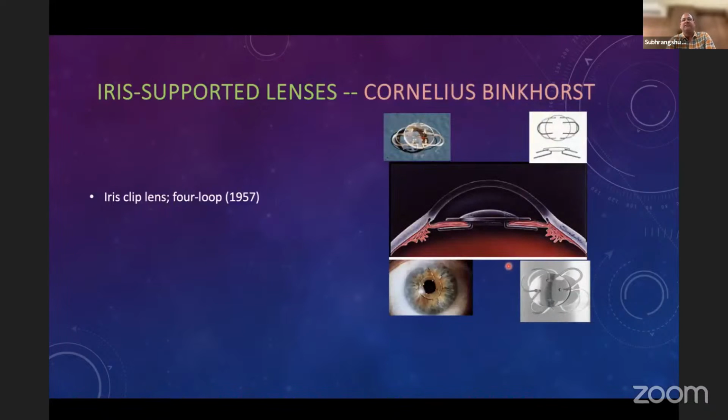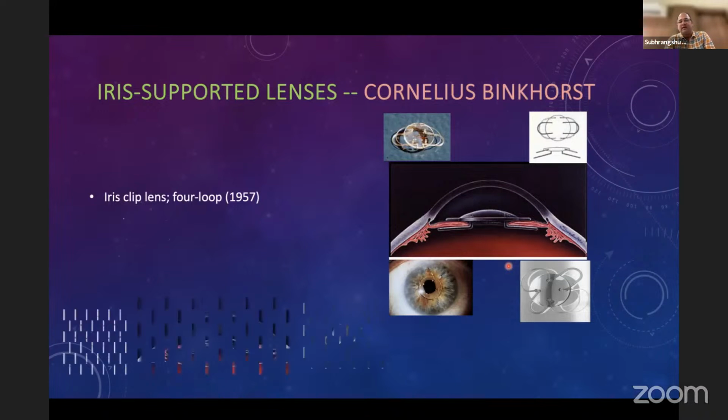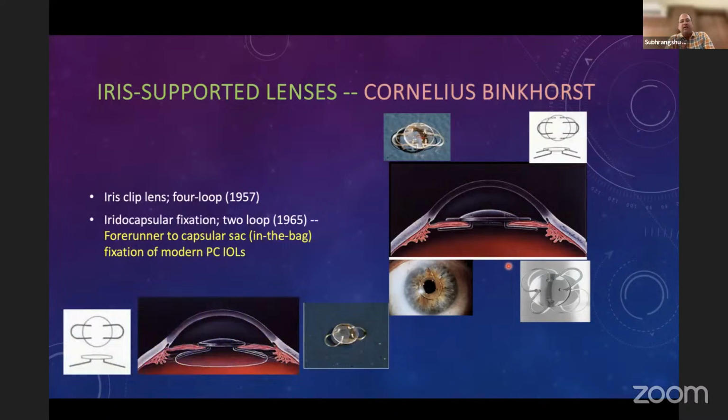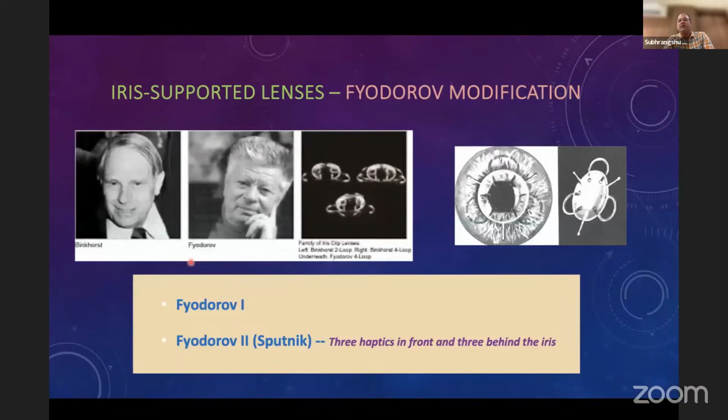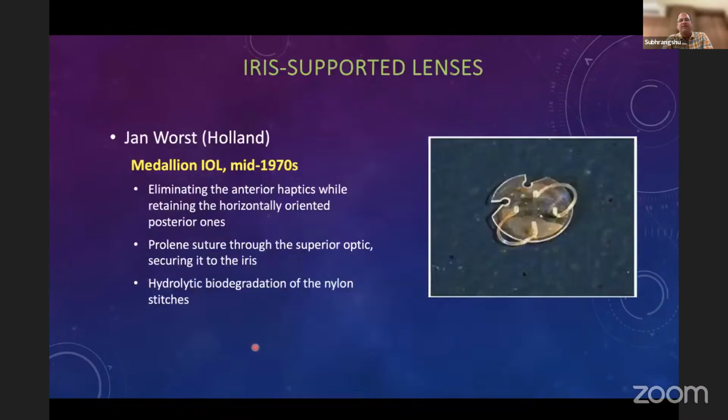Then we must mention Dr. Cornelius Binkhorst, who developed the iris-clip lenses, the 4-loop ones, in 1957, and then he thought of iridocapsular fixation, and he introduced 2-loop iris-supported lenses, which is believed to be the forerunner to the capsular sac or in-the-bag fixation of the modern PC IOLs. Then Fyodorov came up with his modification of the Binkhorst lenses. The Fyodorov Sputnik lenses were quite popular in those times.